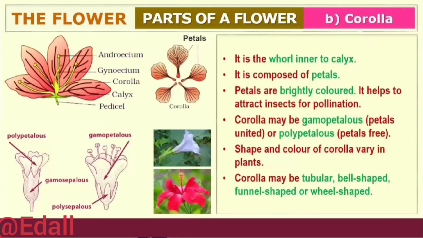5.5.1.2 Corolla. Corolla is composed of petals. Petals are usually brightly colored to attract insects for pollination. Like calyx, corolla may be also united, gamopetalous, petals united, or polypetalous, petals free. The shape and color of corolla vary greatly in plants. Corolla may be tubular, bell-shaped, funnel-shaped or wheel-shaped.